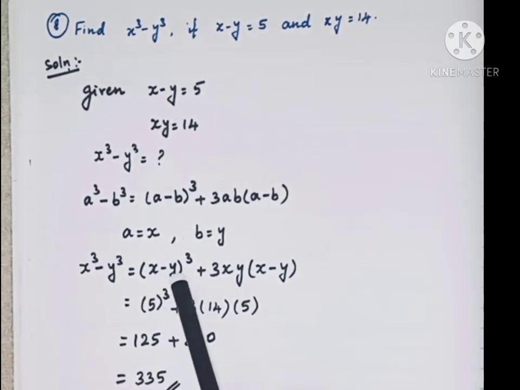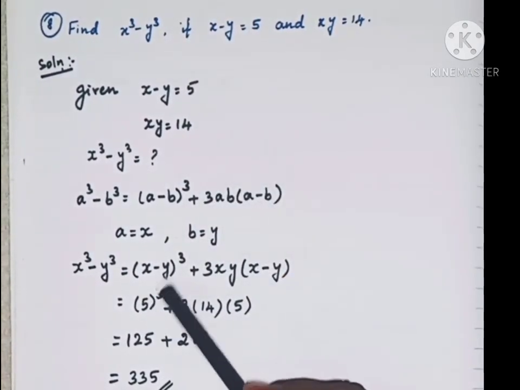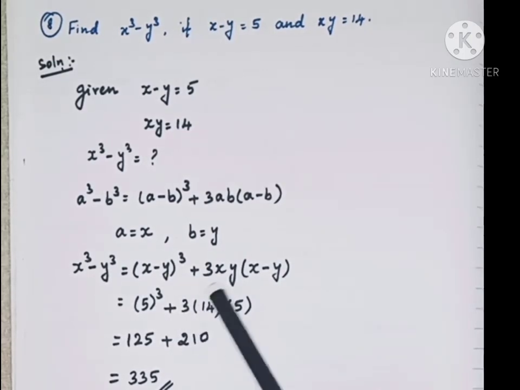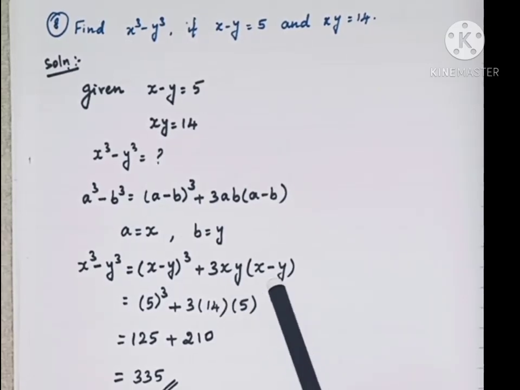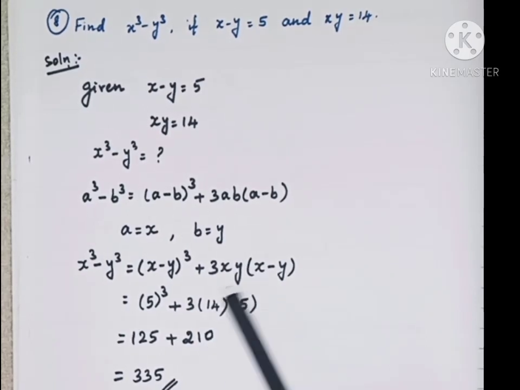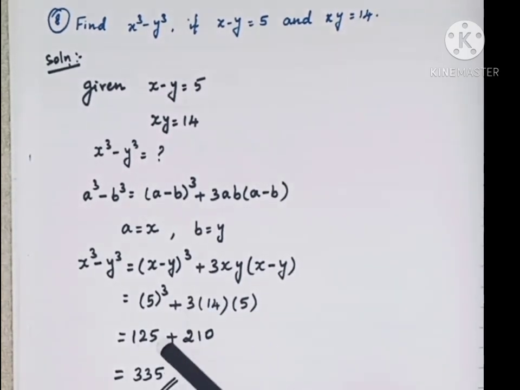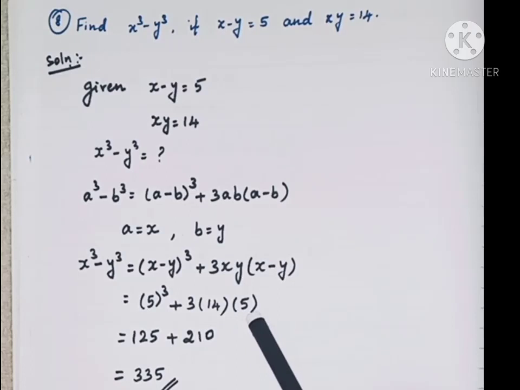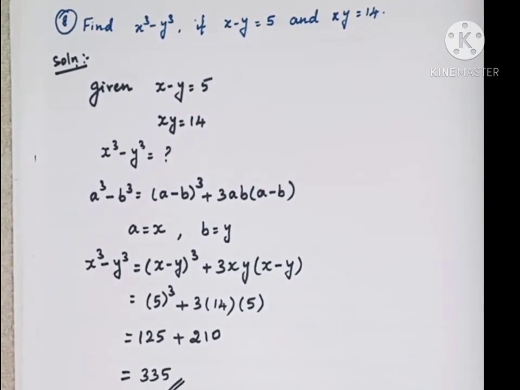The value of x minus y is given. So the value of x minus y is 5. Substitute here 5 the whole cube plus 3 into the value of xy. xy is 14, 14 into the value of x minus y is again 5. So substitute 5 here. 5 cube is nothing but 5 into 5 into 5. So 5 5s are 25, 25 into 5 is 125. Plus 3 into 14 into 5 is 210. Adding these two values we get 335. This is the answer for the 8th sum.